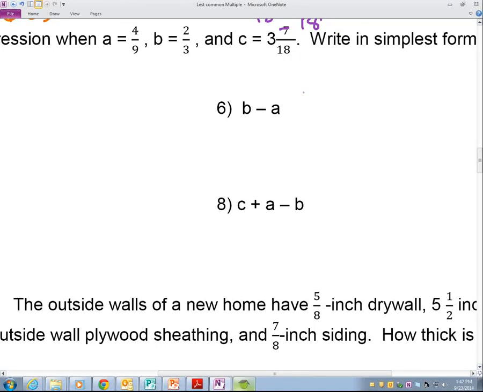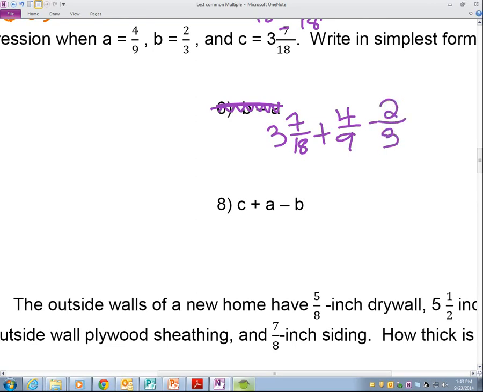Here we go. We have B minus A. You know what? Let's do number 8 instead. That one's harder. B minus A is not the one we're doing. 4/9. Okay, so number 8. C equals 3 and 7/18 plus A, 4/9. Thank you. Minus 2/3.